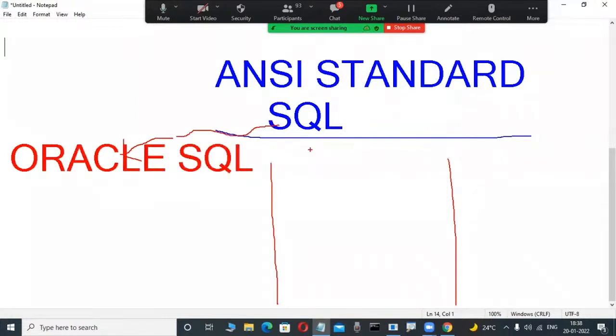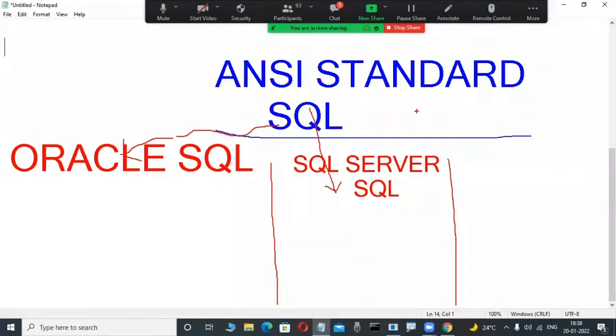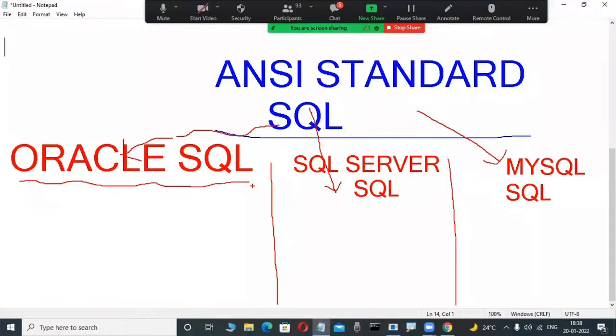That is something many people don't know. Again, observe: SQL Server, a Microsoft product, created their own SQL from this ANSI standard SQL, called SQL Server SQL. Again, MySQL created their own SQL language from this ANSI standard, called MySQL SQL. That's why in our class we are learning Oracle SQL.